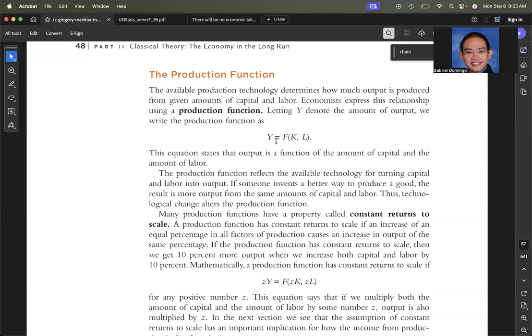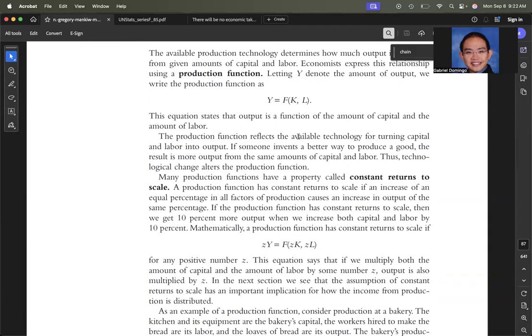Now, here's our production function. Our GDP, which is our amount of output Y, is going to be affected by capital and labor. The amount of inputs you have will produce a given amount of output Y. This equation states that output is a function of the amount of capital and the amount of labor. The production function represents the available technology for turning capital and labor into output. If someone invents a better way to produce a good, the result is more output from the same amounts of capital and labor. Thus, technological change alters the production function.